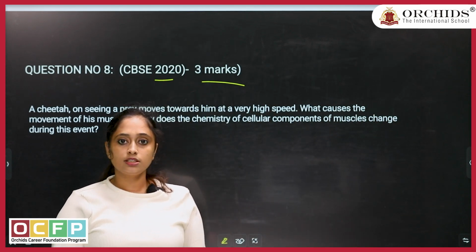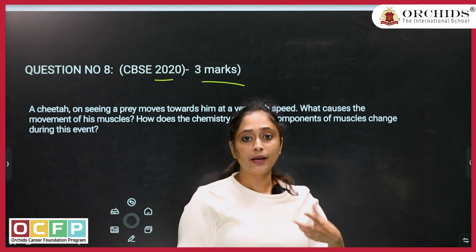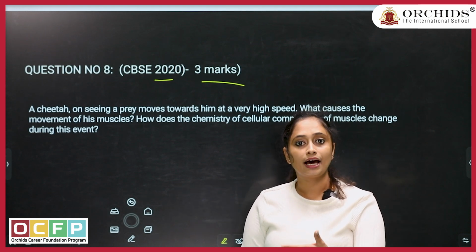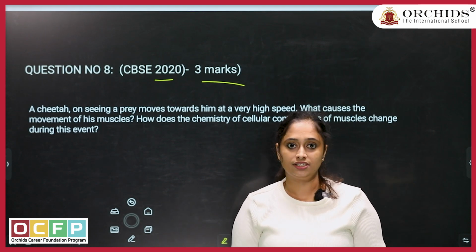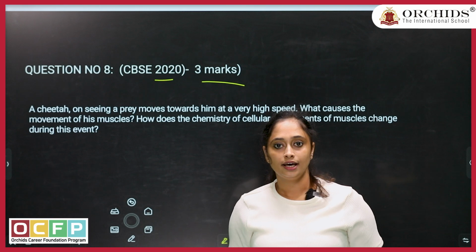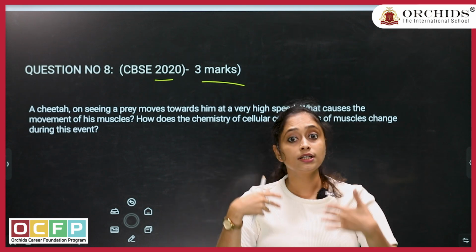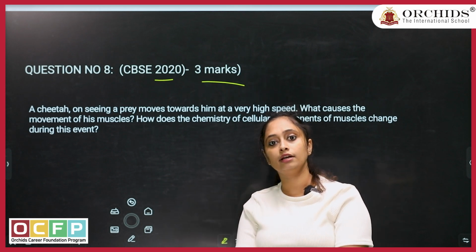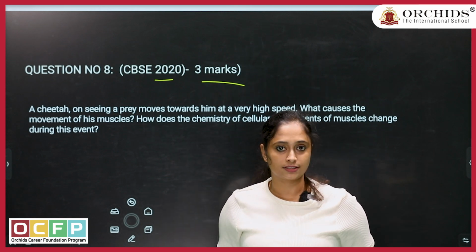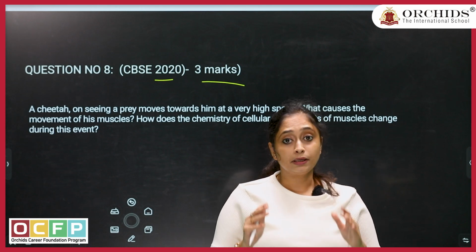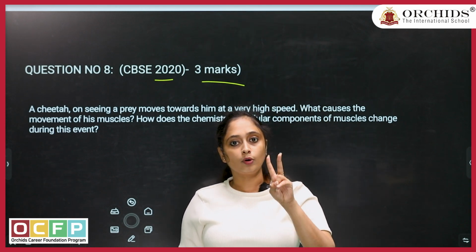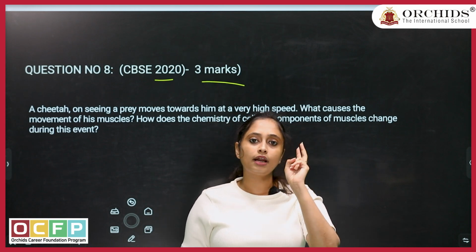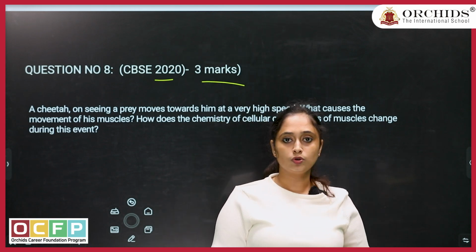When a cheetah sees a prey, we know that one peculiarity of a cheetah is that it can run very fast. Because of what can the cheetah identify its prey and run very fast? It is because of two systems. There is a coordination of two systems: the nervous system is working there, and also our chemical system is working there.